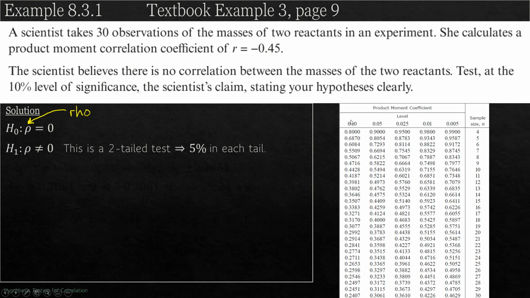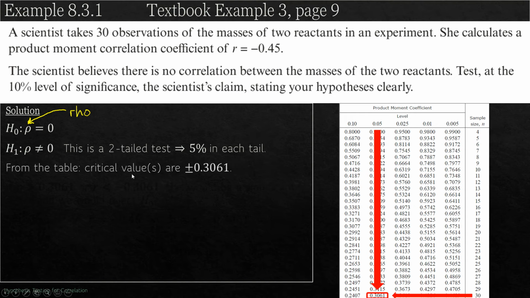So along the top, we need to look at the level: 10%, 5%, 2.5%, 1%, or 0.5%. Originally it was 10%, but then it was a two-tailed test, so 5% in each tail. So actually we're going to look down the 5% column. And the sample size is 30 observations, sample size 30. So down the 5% column and across the 30 row gives us our critical value. So from the table, the critical values are plus or minus 0.3061. I put plus or minus because it is a two-tailed test.